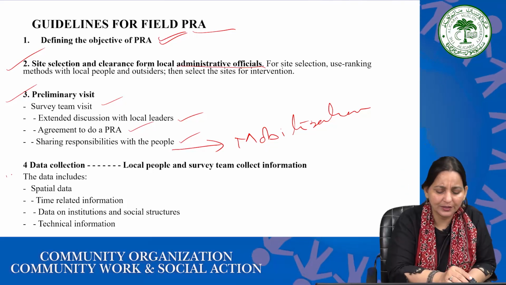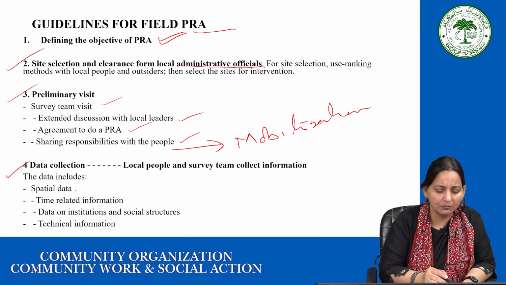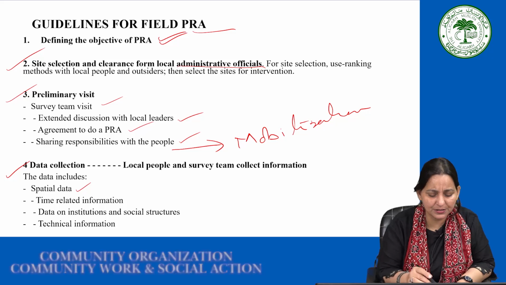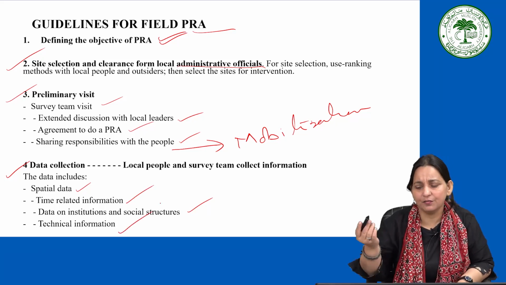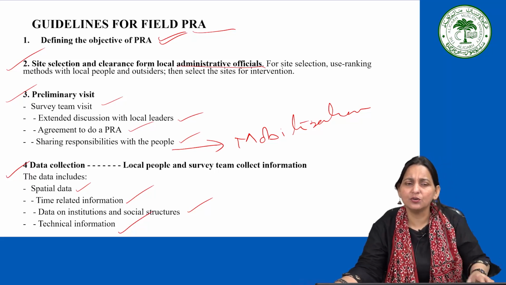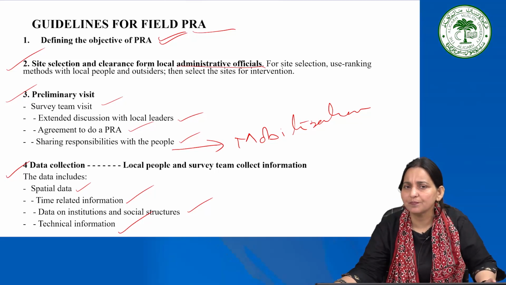So the next is about data collection. The local people and survey team collect information, such as spatial data regarding physical spaces, time-related information, data on institutions, social structure, and technical information. Depending upon what types of data you are going to collect, you have to go with those kinds of resources as well.